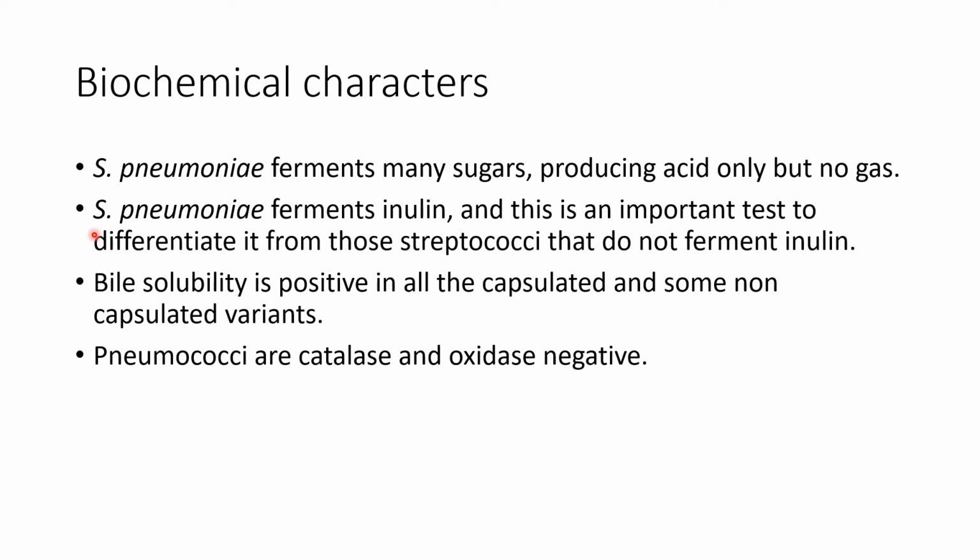So, when Streptococcus pneumoniae grows in the presence of inulin, it can ferment inulin, whereas the other species of streptococci cannot ferment inulin. In fact, this particular inulin fermentation is used to differentiate Streptococcus pneumoniae from other species of streptococci. The next biochemical character is bile solubility.